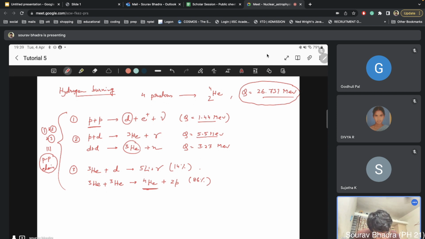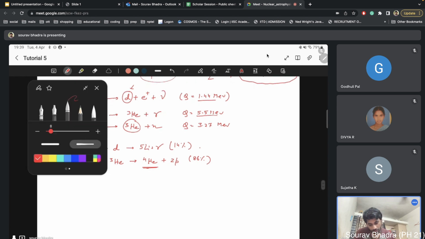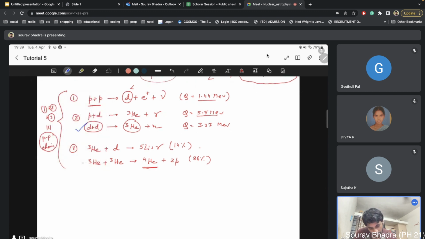Now, you can say that you were told 4 protons are involved, but here only 2 protons. Here 2 protons will make a deuteron, and here also 2 deuterons, which means 4 protons are taking part in the reaction. That is why we say 4 protons take part in the reaction, and we get a helium atom. So these are the main dominating reactions. This is the general understanding of hydrogen burning in the star.